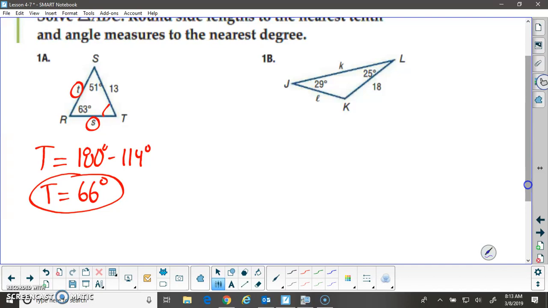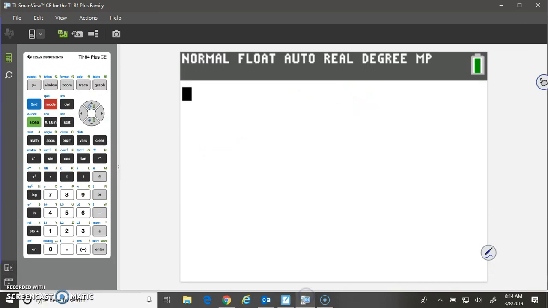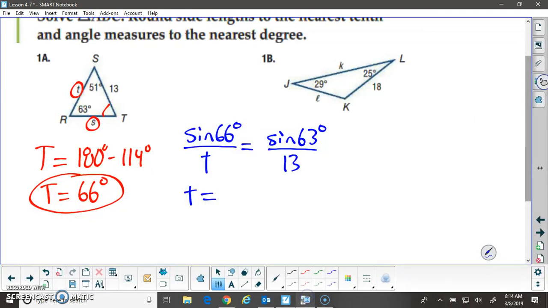Now to find length T, we use the law of sines, and we'd say the sine of 66 degrees over length T equals the sine of 63 degrees over length 13. And now to solve, we'd have to cross multiply and divide. And to get that T length, we're going to take 13 times the sine of 66.